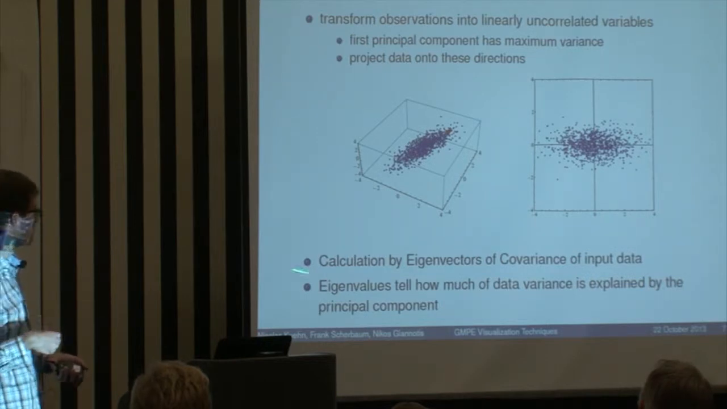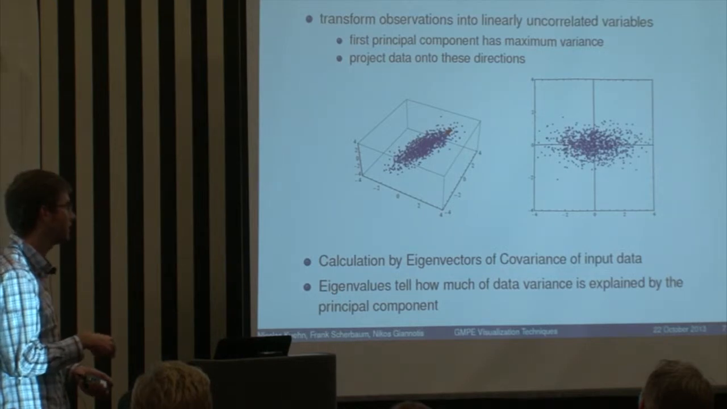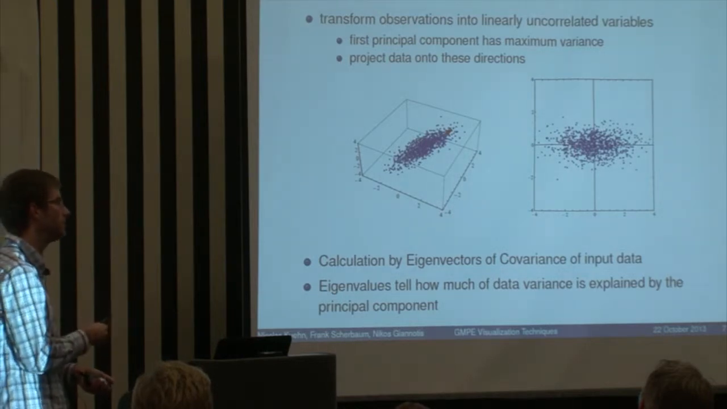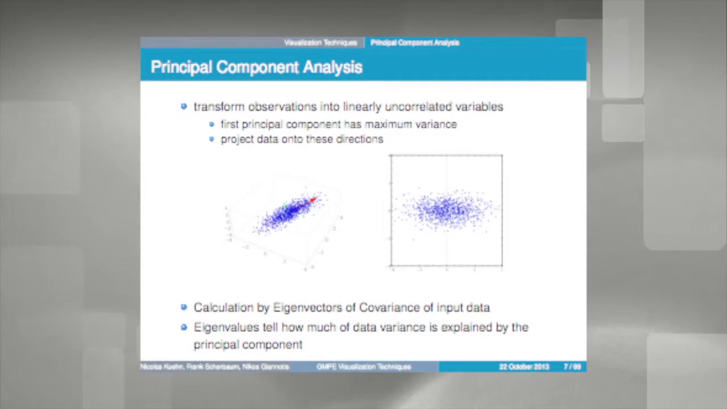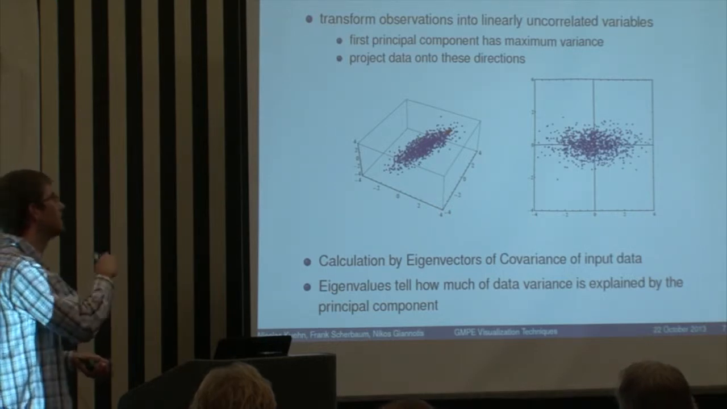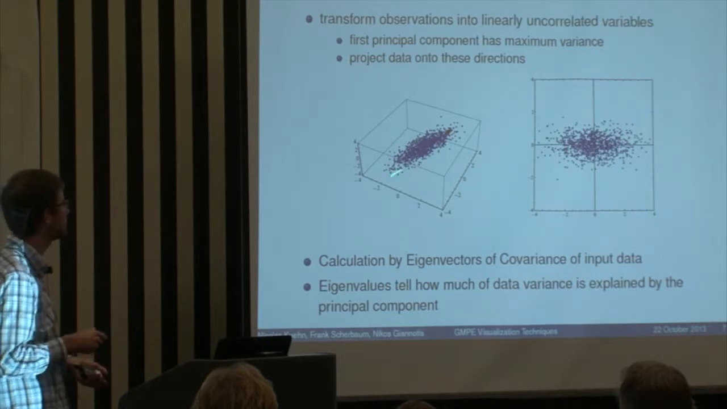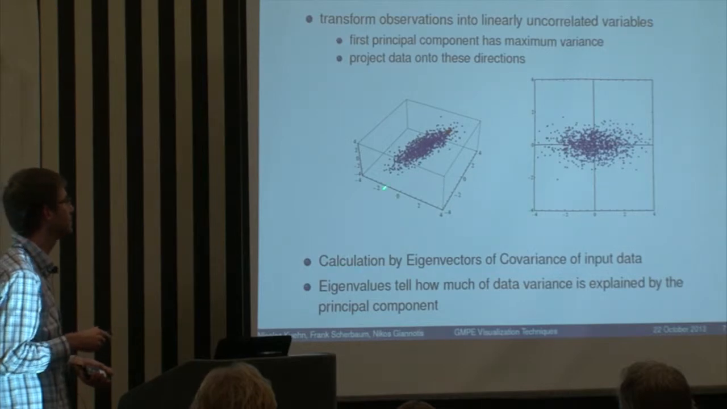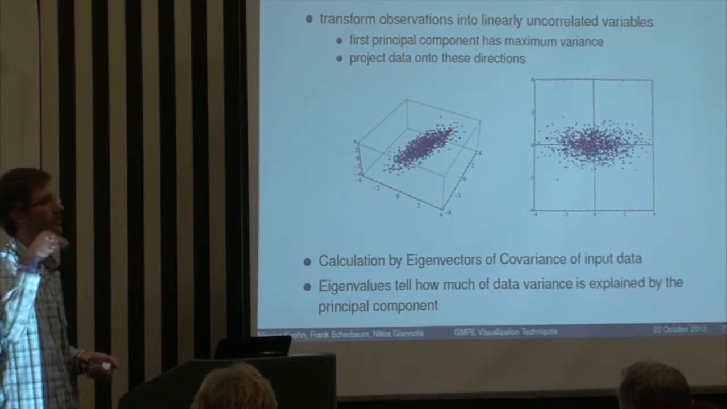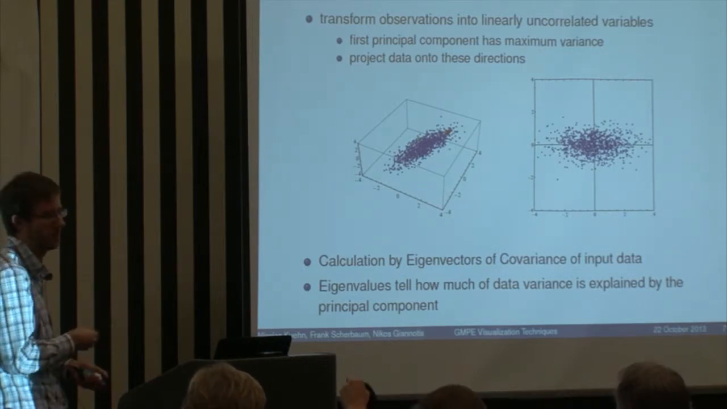Okay. We can calculate the PCA by calculating the eigenvectors of the covariance of the input data, which is actually very easy to do. And the eigenvalues tell us how much of the data variance is actually explained by that particular principal component. So in this case, when we calculate the eigenvalues of the covariance of the input data, the third eigenvalue would actually be 0, because there's no variance left to explain in this case.